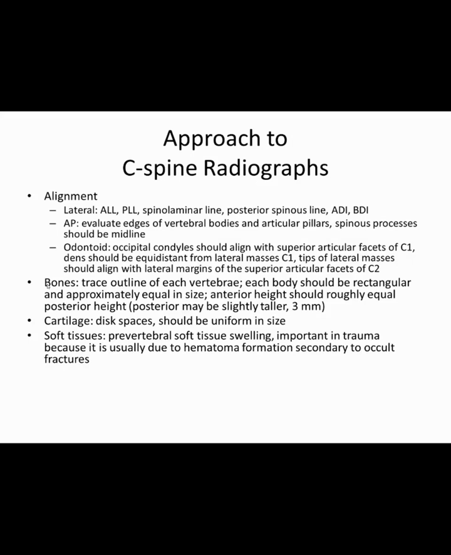What's particularly important with the C-spine is to look for prevertebral soft tissue swelling, especially in the context of trauma like for this patient, because it can be due to hematoma formation secondary to an occult fracture. There are times where on a plain radiograph there may not be evidence of cortical disruption, but prevertebral soft tissue swelling or malalignment can raise your suspicion for a fracture and maybe prompt you to order some cross-sectional imaging for further evaluation.